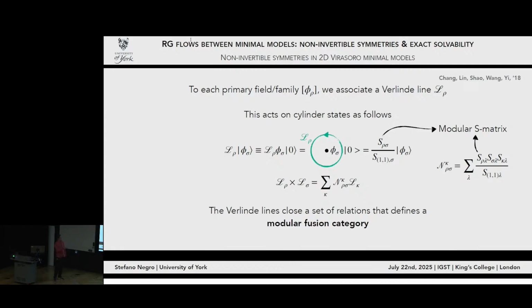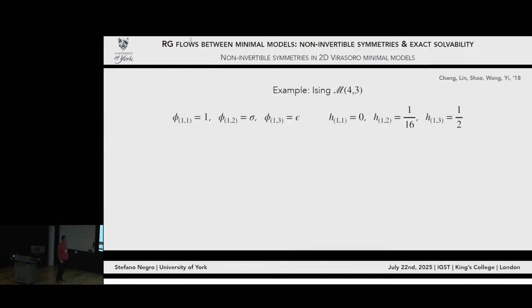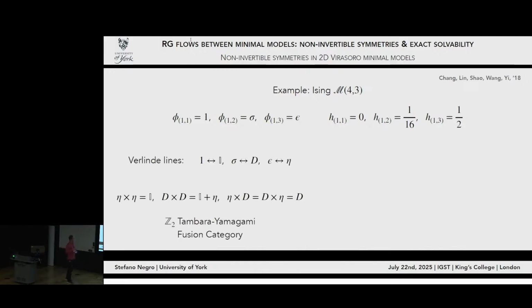Okay? So these lines are these non-invertible symmetry lines. And I'm going to show you in a very simple example that they really are non-invertible. In the Ising model, you have this structure, and one of the lines is a non-invertible line. So if you take Ising, how does it work? You have three primary fields, so you have three families. One is the identity, one is the spin, one is the energy. They have these dimensions here, as you all know.